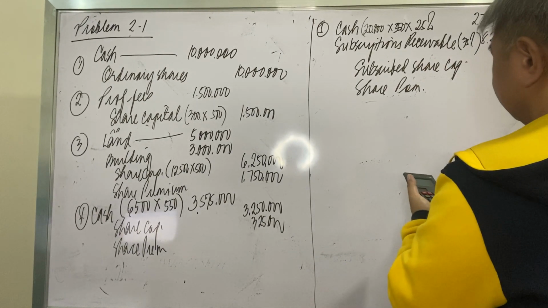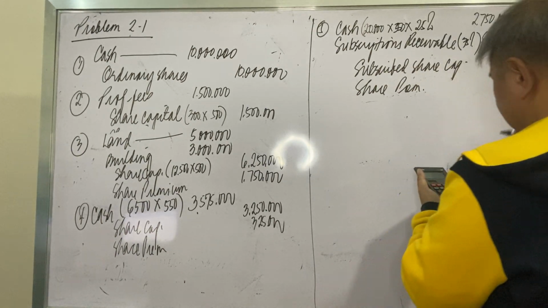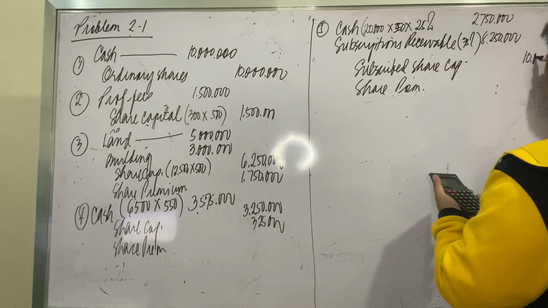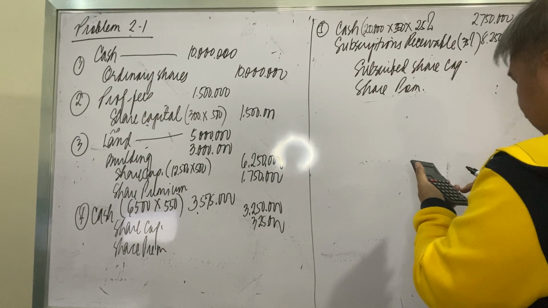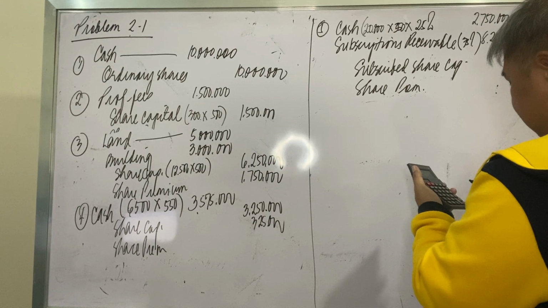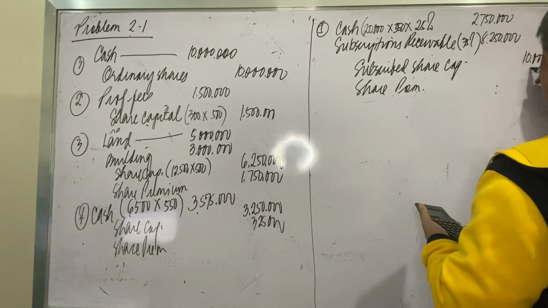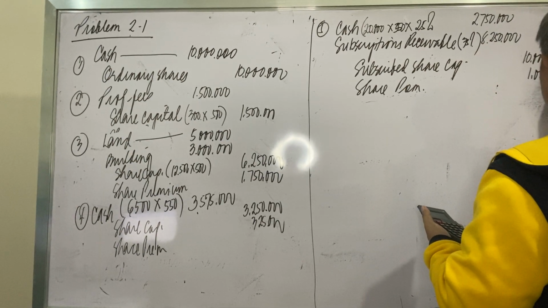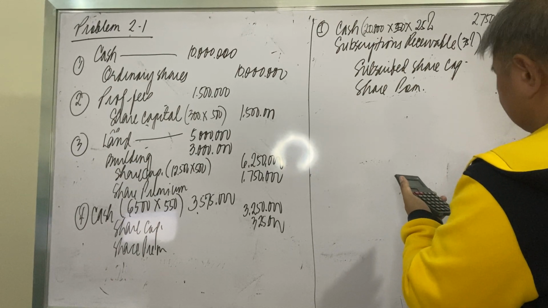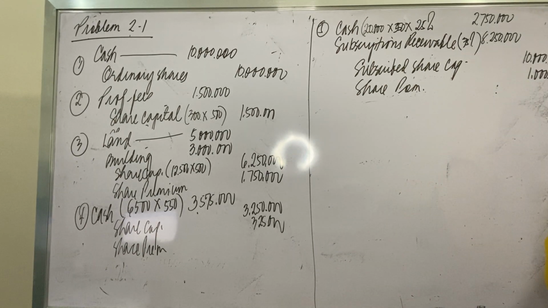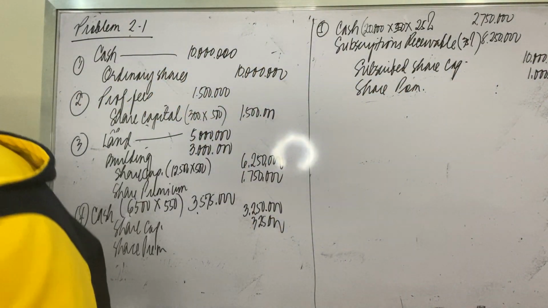Okay. 10 million. And then the premium is plus 20. Okay. And then the last one. Do the last entry, please.